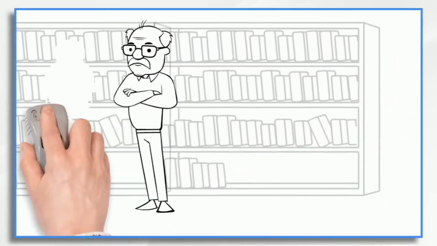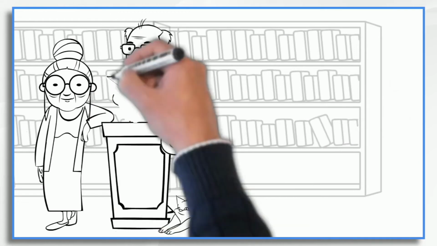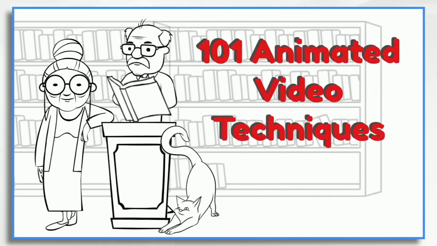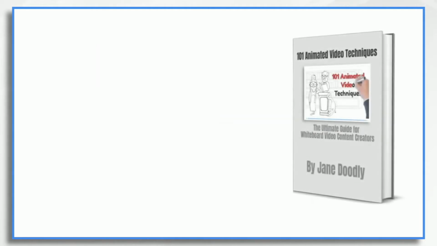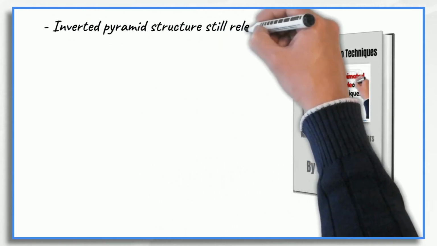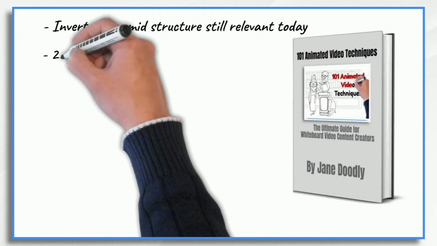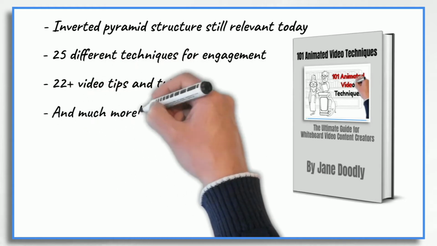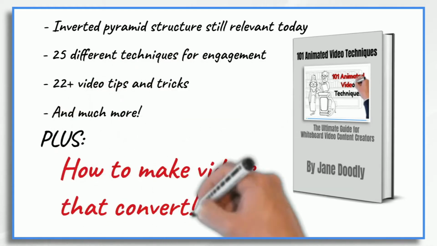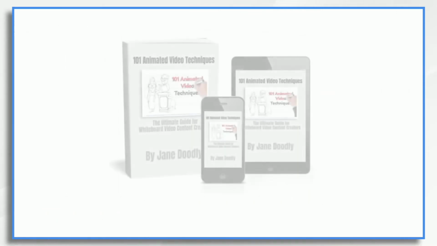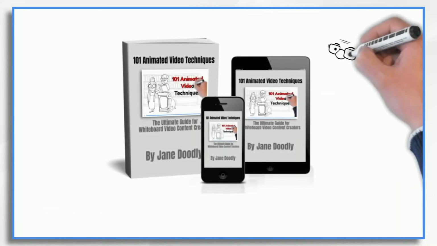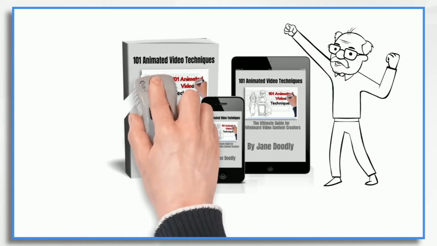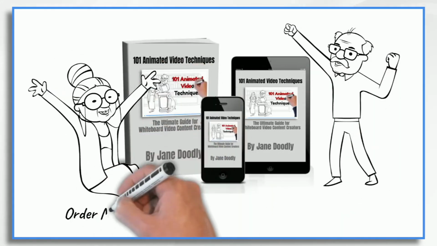Most people are unaware of advanced whiteboard video techniques and how they can be applied in their own videos. This book will teach you everything, including why text slides designed with an inverted pyramid structure are still relevant, 25 different techniques you can use to make your animations more interesting, 22 plus animated video tips and tricks, and more. It also includes a section on how to make videos that convert. Buy this book and prepare to learn 101 animated video techniques. Plus, you'll get step-by-step instructions on how to apply them in your own videos.